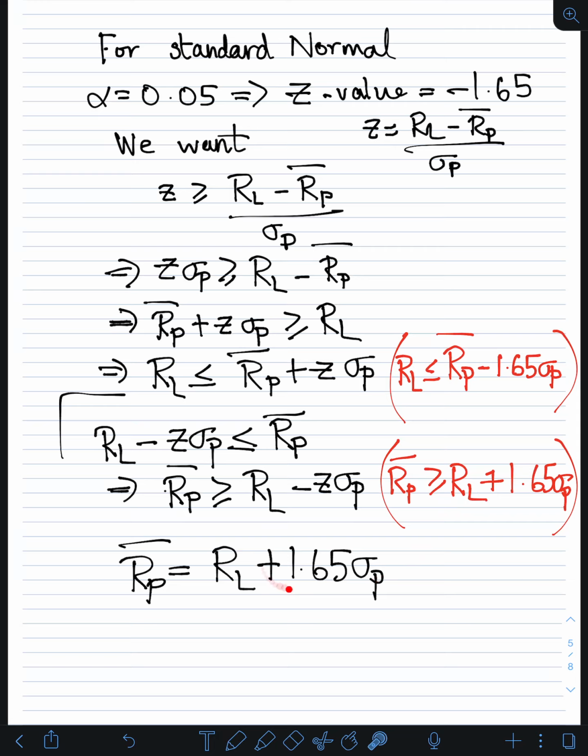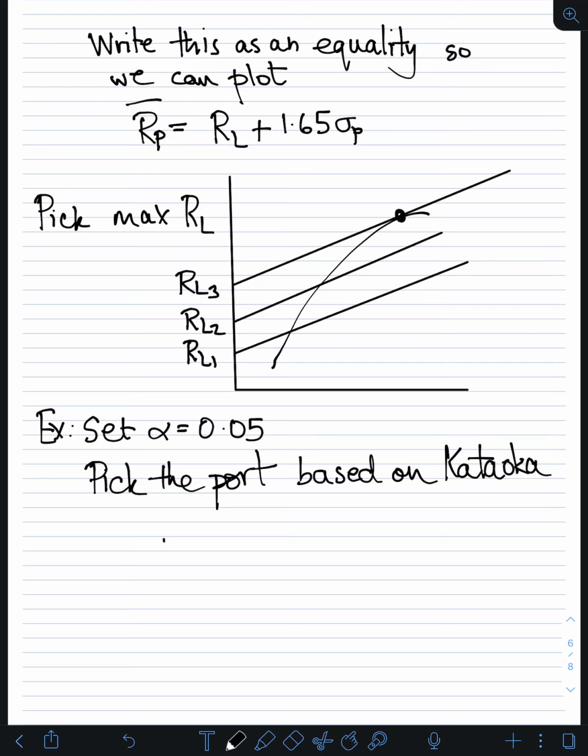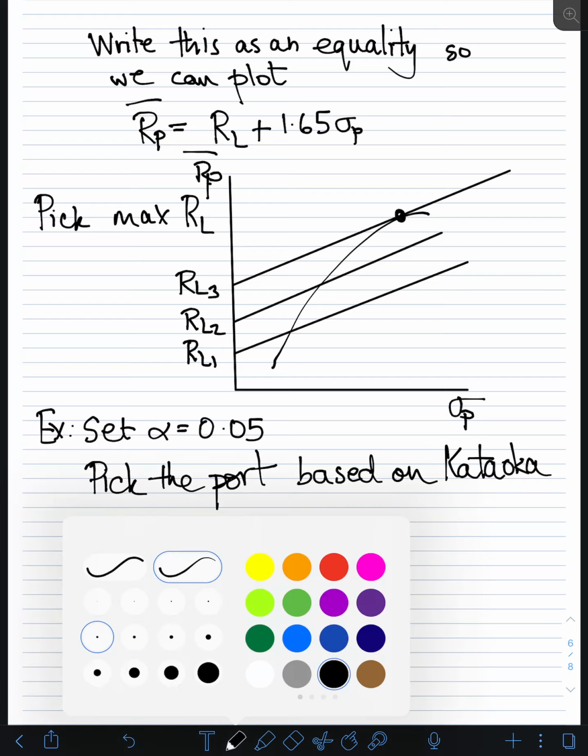Okay, so if we plot it in this form, we see that we wrote it as an equality, right, with R P bar equals R L plus 1.65 sigma P. We plotted it here, and then we start drawing different R Ls, right, because this slope does not change. The slope is always 1.65, that's why these lines are all parallel. Sigma P does not change. That is just the standard deviation of the system. Sigma P and R bar P are axes. That did not change.